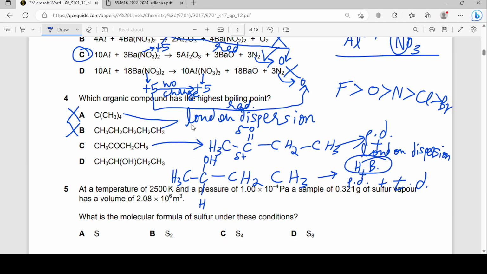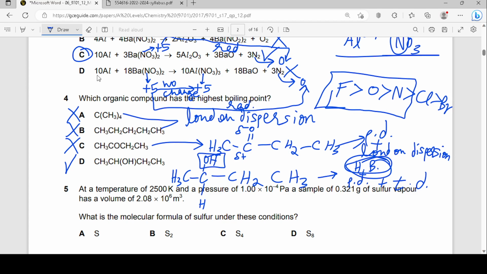Hydrogen bonding is the strongest intermolecular force out of London dispersion forces, permanent dipole forces, and hydrogen bonding. So therefore, this compound CH3CHOHCH2CH3 would have the highest boiling point if you compare all of these options. Hydrogen bonding exists in covalent compounds where you have one of the three most electronegative elements, fluorine, oxygen, or nitrogen, bonded to hydrogen, which is the case here.